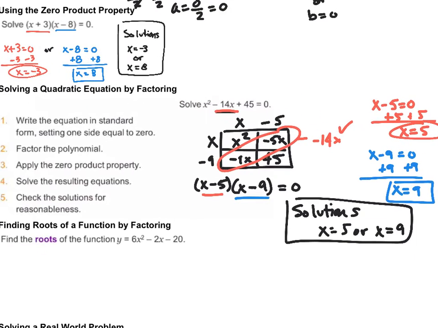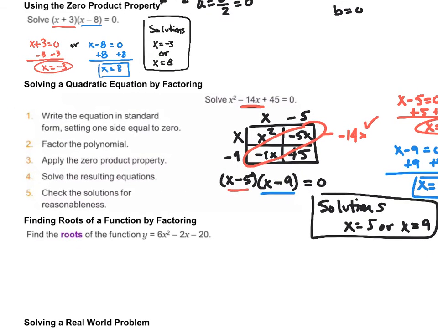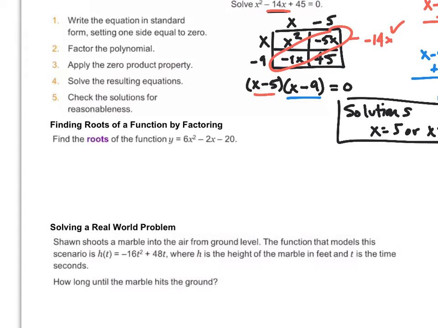Now, we've done all the way up to step 4. Now we could check our solutions for reasonableness. Okay, what that means is that I plug 5 and 9 back into this equation, and we should get 0 as a result. Okay, for time purposes, I'm not going to do that, but I'm just going to move on to the next one.